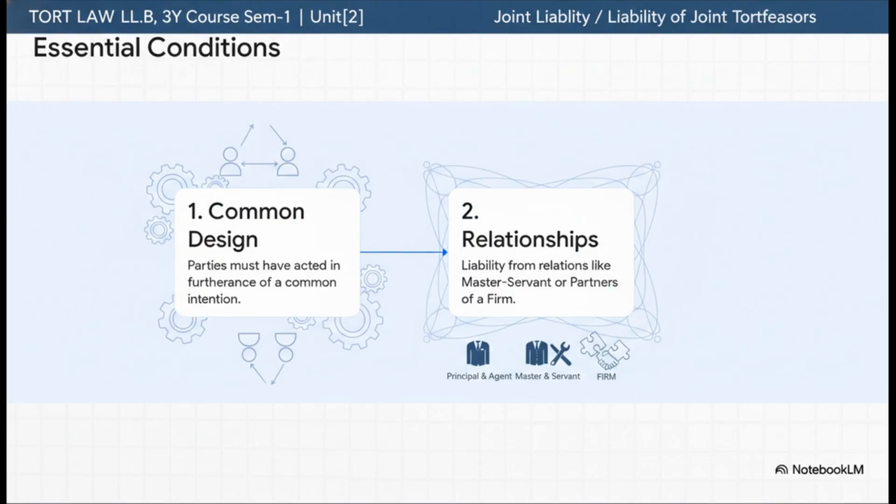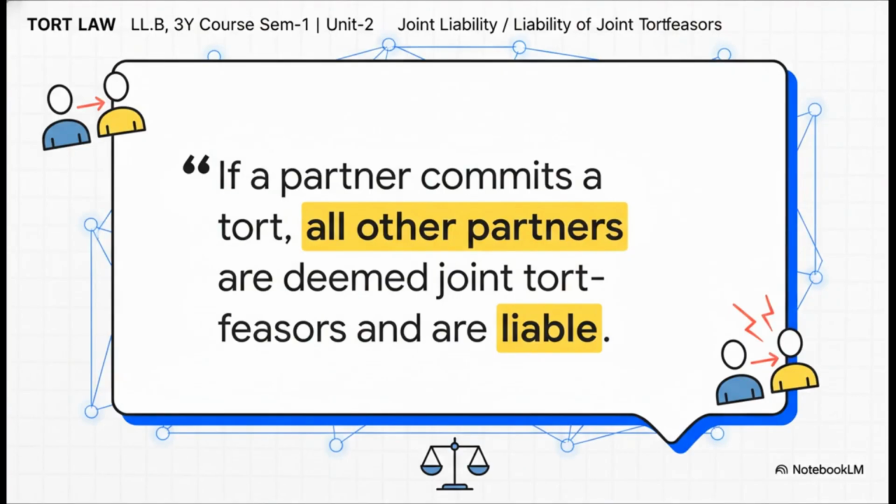The first is common design, where the parties must have acted in furtherance of a common intention. The second condition is specific relationships, where liability arises from established legal relations such as principal and agent, master and servant, or partners of a firm. Consider this scenario. If a partner in a firm commits a tort while conducting regular business, all other partners are deemed joint tortfeasors and are liable for the victim's compensation. This illustrates liability arising from specific relationships, as the partnership legally binds all partners to the actions of one.